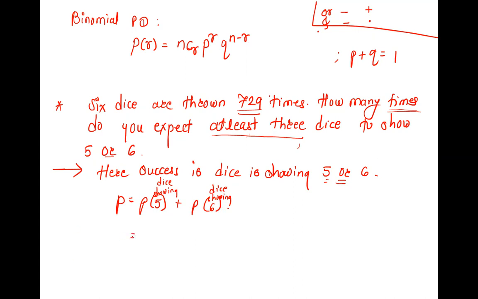What is the probability that the dice is showing 5 on the upper face? Can you tell me? What is the probability?